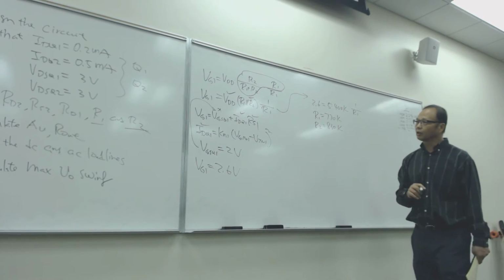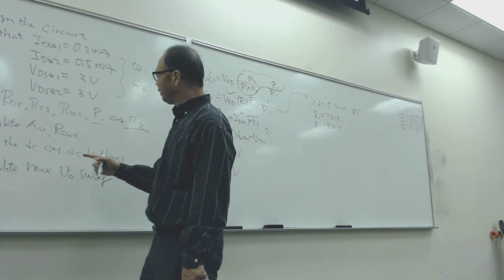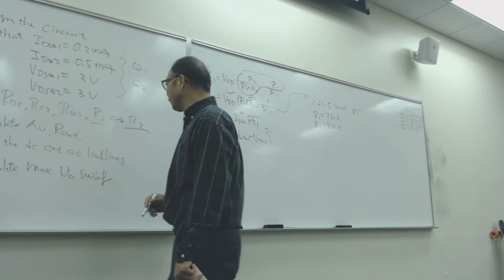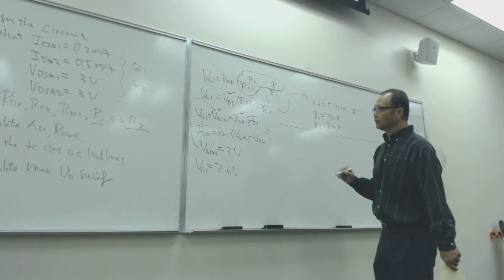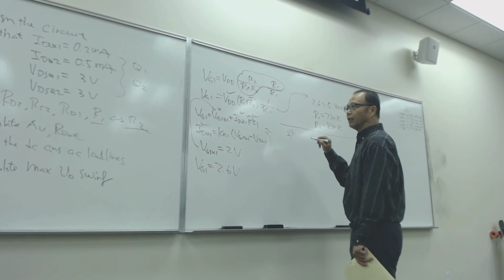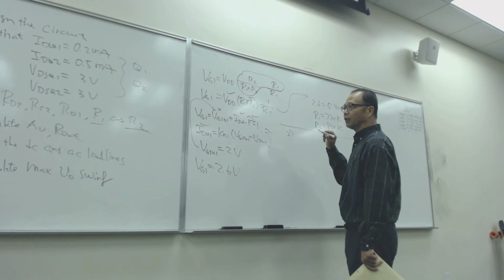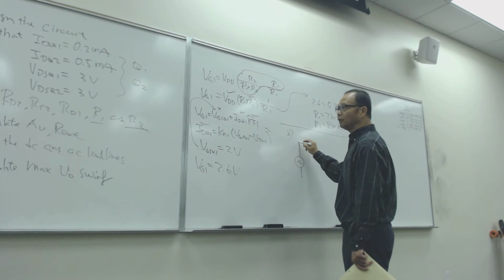Alright, so now let's go to the second part. We need to calculate the voltage gain and output resistance. That is, we're going to have to do the AC analysis, right? So the second part. Let's first draw the equivalent circuit, okay? Which is very important, as you know.